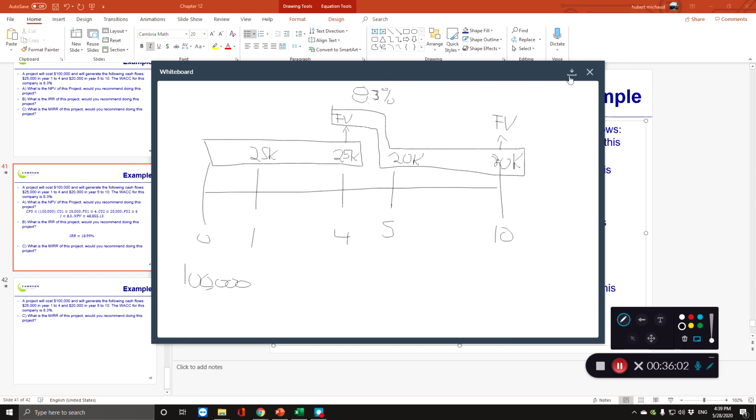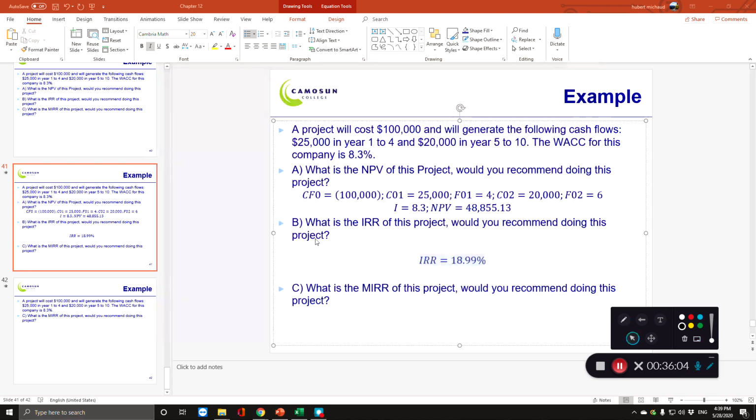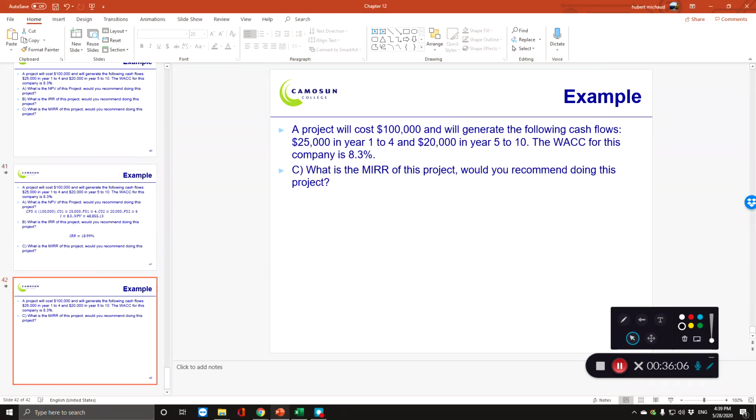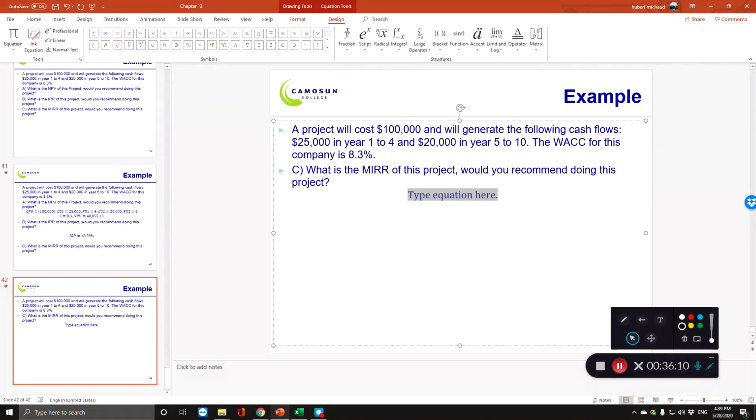Okay, so let's do this. I will record everything I'm doing because I want to talk about it as I'm typing it. So the first thing we want to do is move the 25K to year 4.